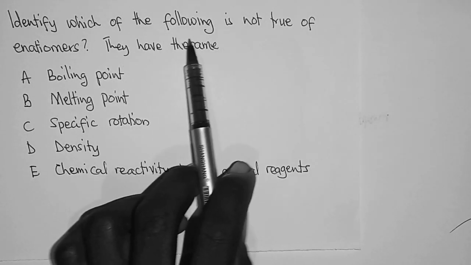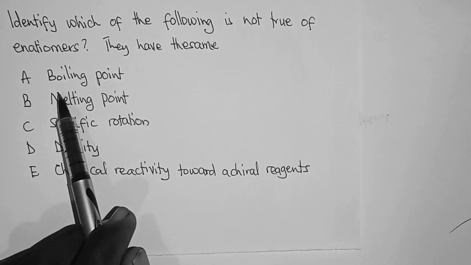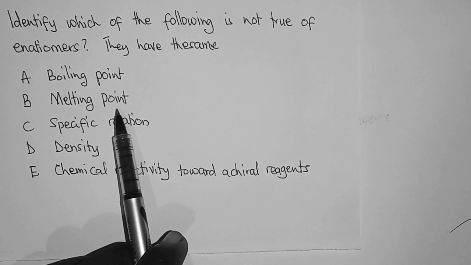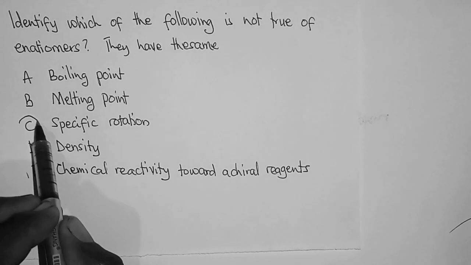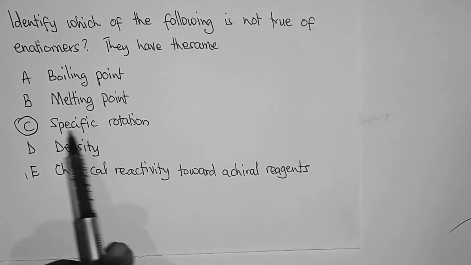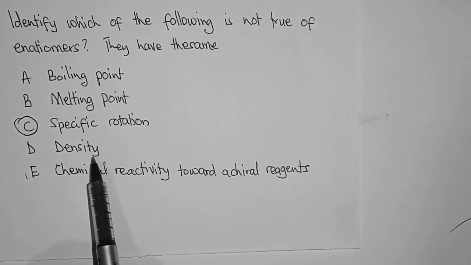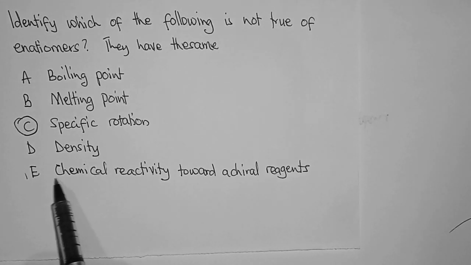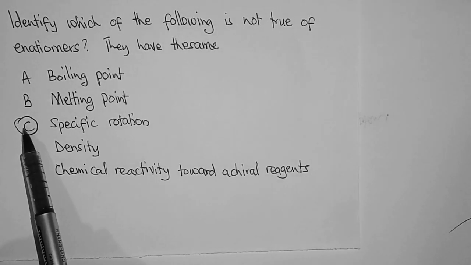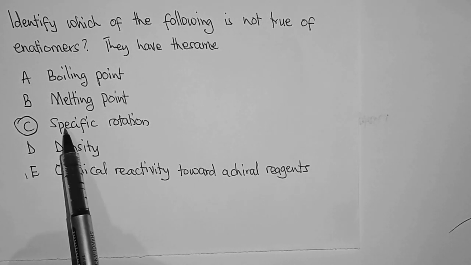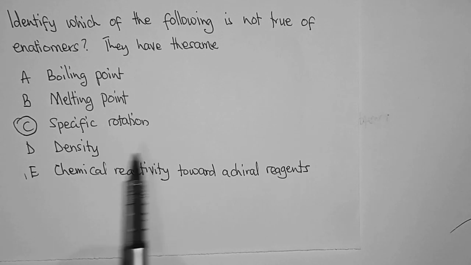Identify which of the following is not true of enantiomers. They have the same boiling point, that is true. Melting point, that is also true. They have the same specific rotation. Specific rotation is false. Enantiomers don't have the same specific rotation. And then D is density. It's true, enantiomers have the same density. And E is chemical reactivity towards a chiral reagent. So the only one that is not true of enantiomers is specific rotation. They rotate plane polarized light in opposite directions.